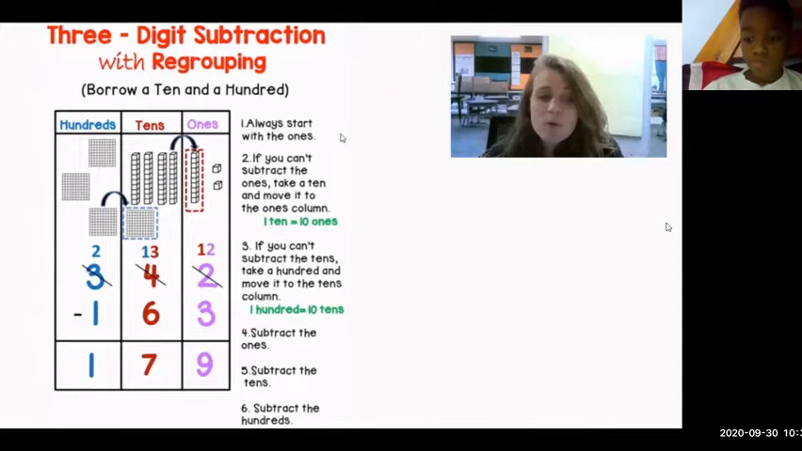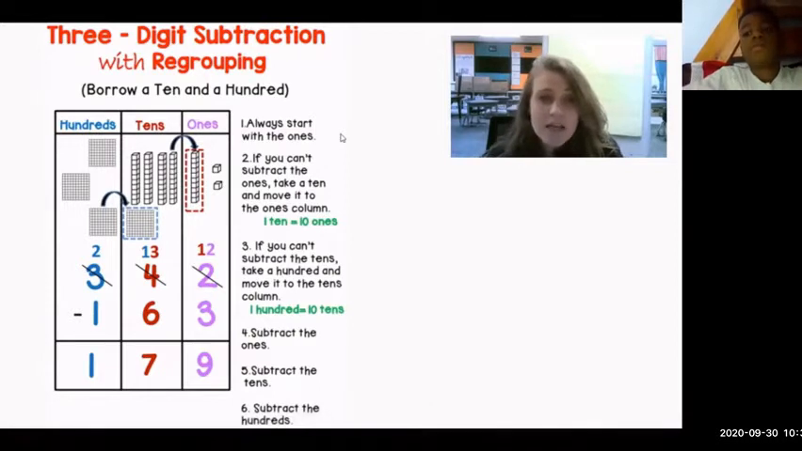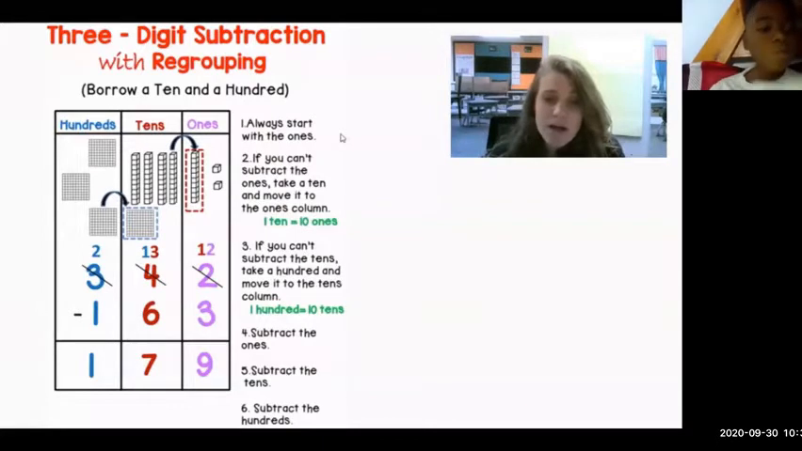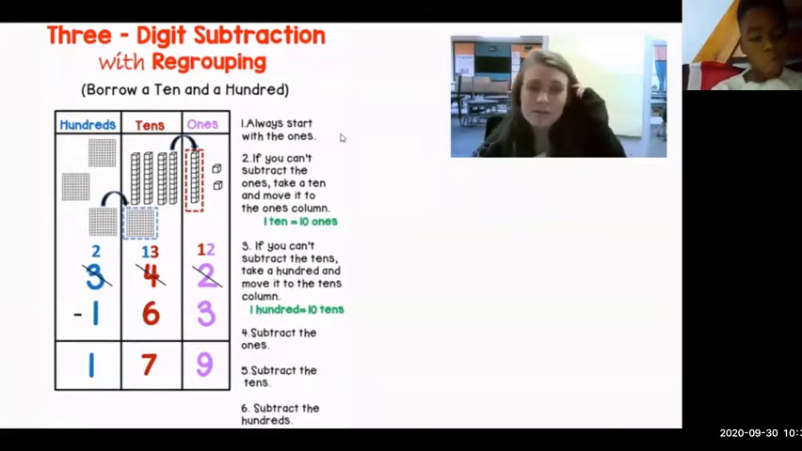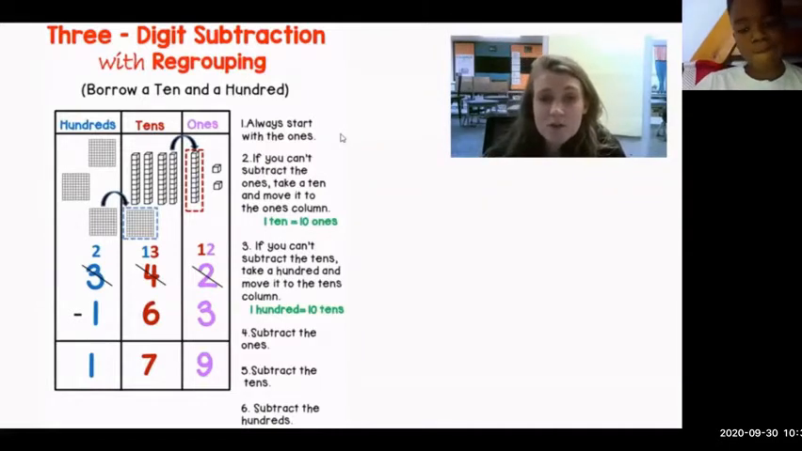Now we move on to the final step of the hundreds place. In the hundreds place, there are 2 hundreds, and we're taking away 100. So 2 minus 1 is equal to 100. So we begin with the ones, we move into the tens, and then finally we subtract the hundreds.